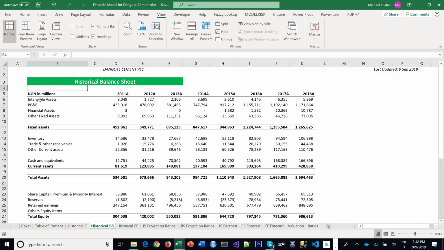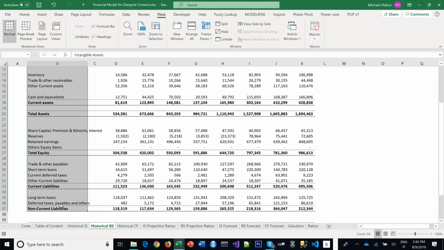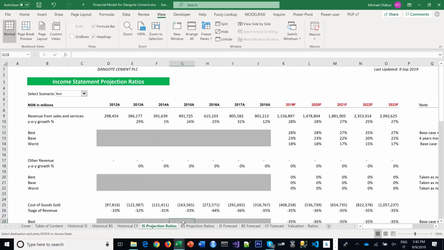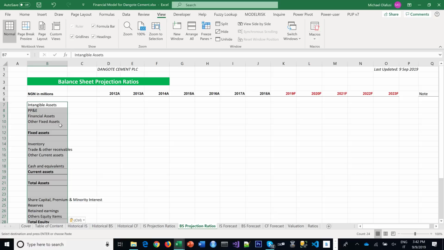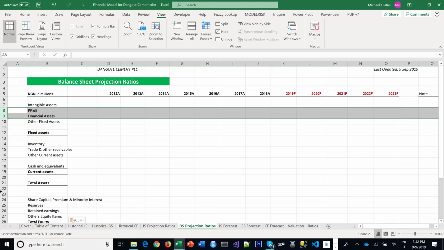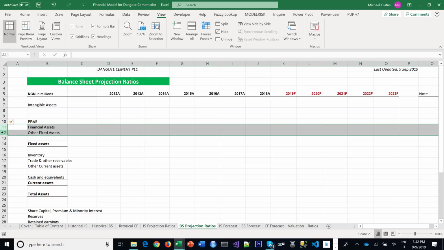So I can make my life easier by copying all of this and pasting them here. Then I'll be deleting the ones that we are not going to forecast, like fixed assets. No, these are calculations. So I'm going to start spacing them and deleting things.